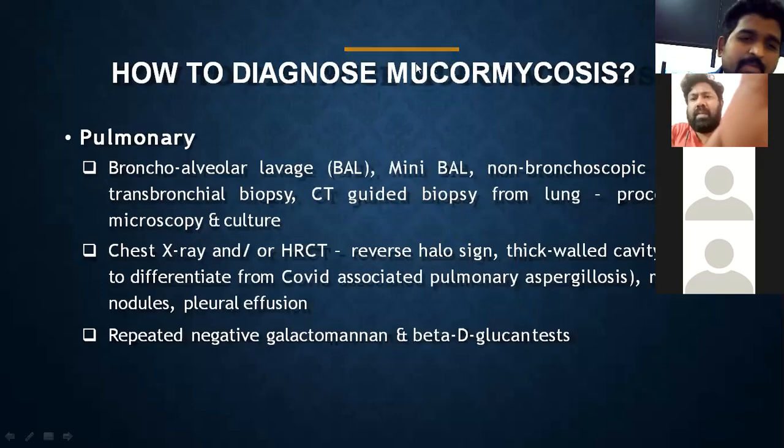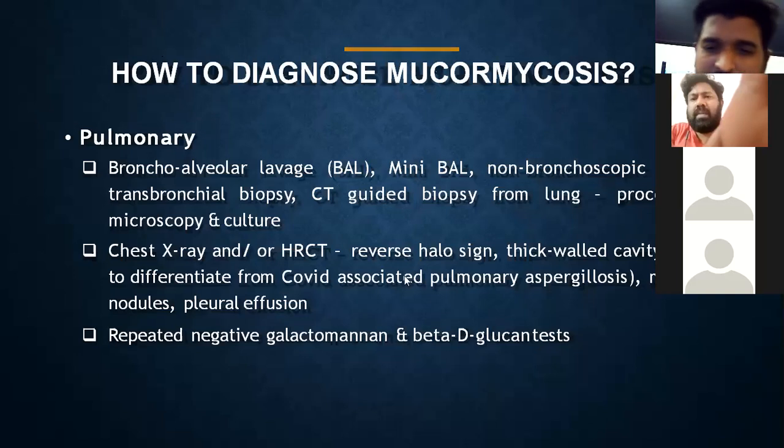So for pulmonary mucormycosis, what samples can you take? You can send sputum, BAL, mini BAL, non-bronchoscopic lavage, and you can do a transbronchial biopsy, either bronchoscopic or CT-guided. Sometimes these patients are very sick, and it's very difficult to do a bronchoscopy in this group of patients. So in that scenario, you can just do an image-guided biopsy. If the patient is so hypoxemic that they can't tolerate the procedure, you can do an image-guided biopsy and send the sample.